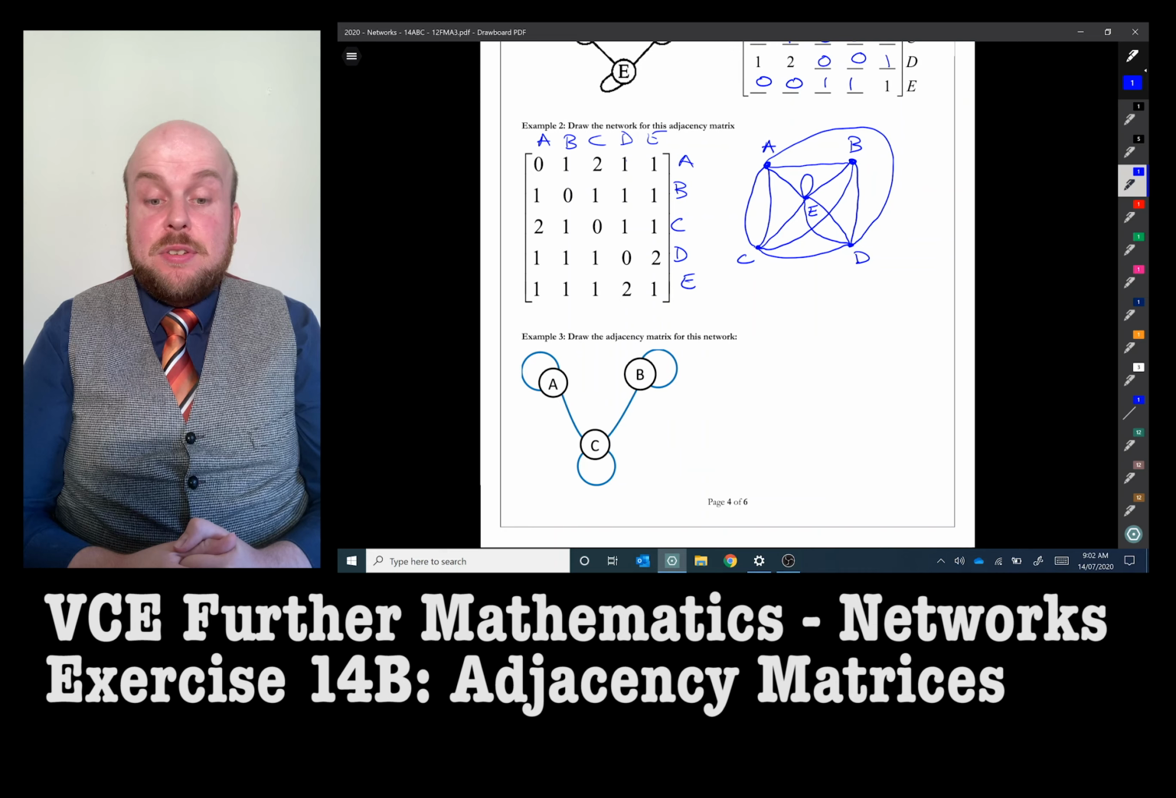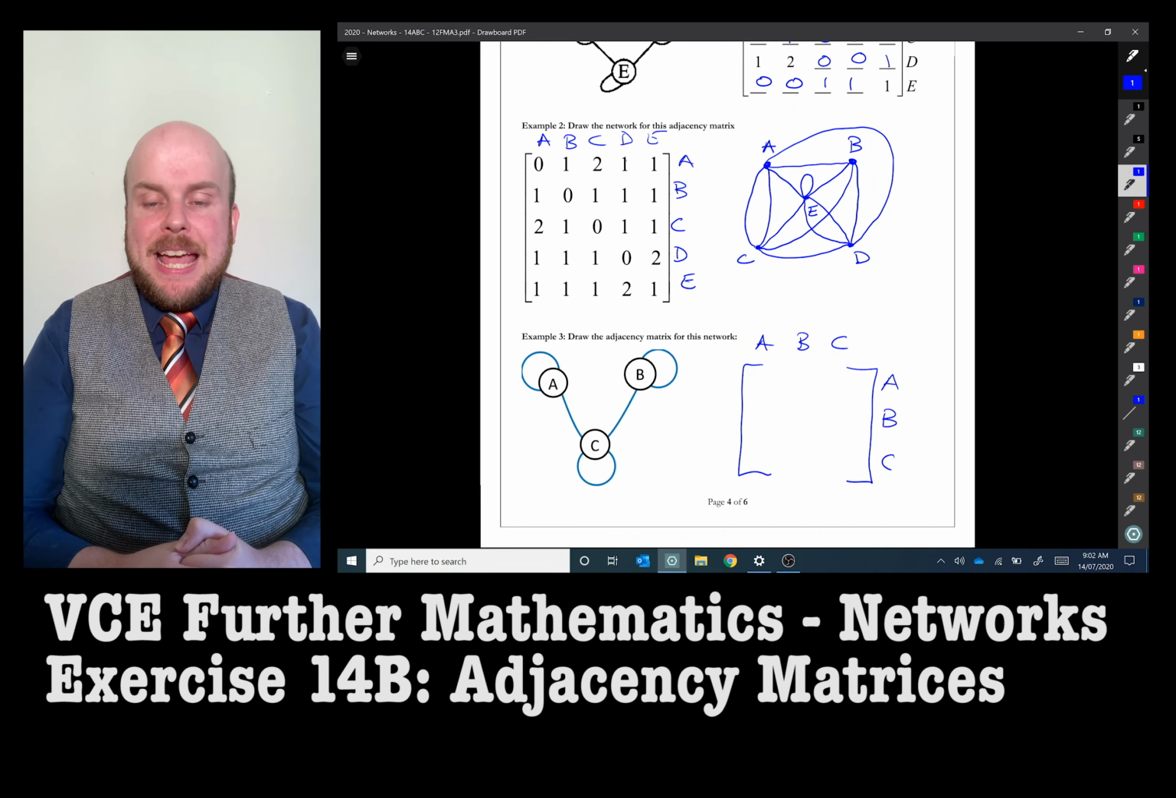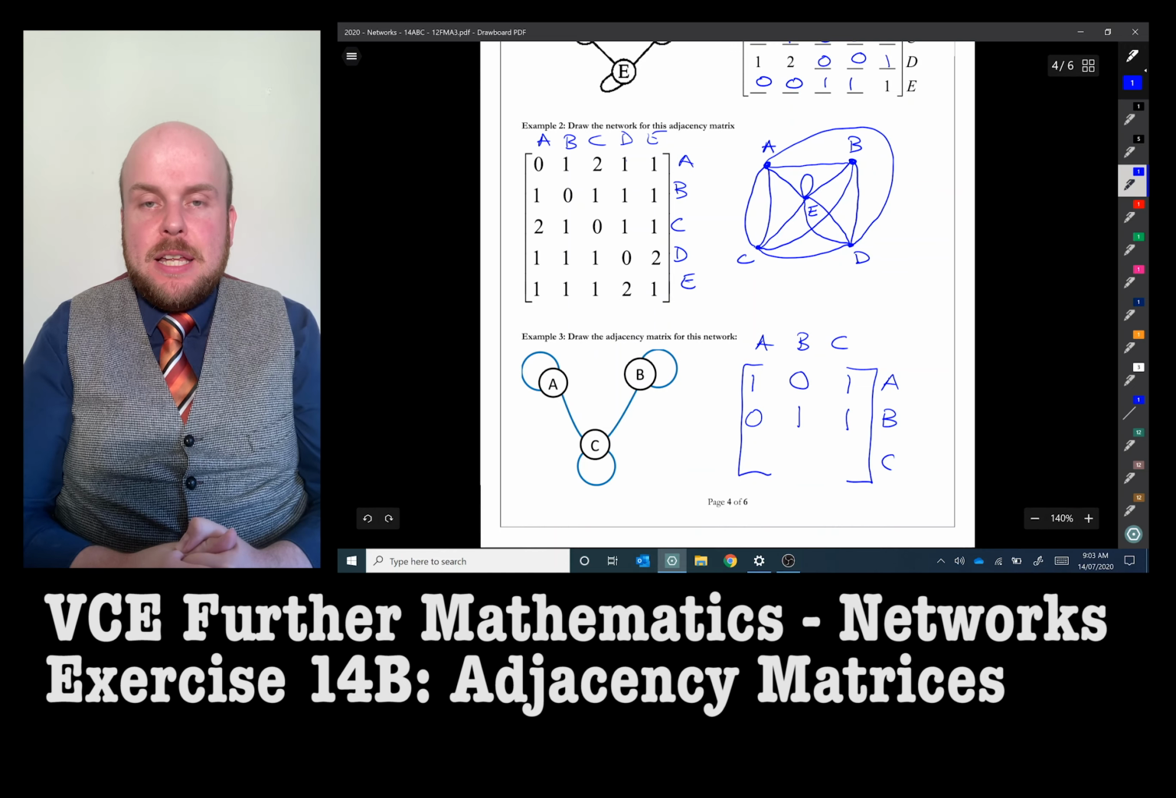Example 3 asks us to draw the adjacency matrix for this network. We've got A, B, and C. Earlier, I had asked what determines how many columns and rows there are, and what determines it is the number of vertices. So A, B, and C. Each one has a loop on it. And so we can then fill in this adjacency matrix accordingly.